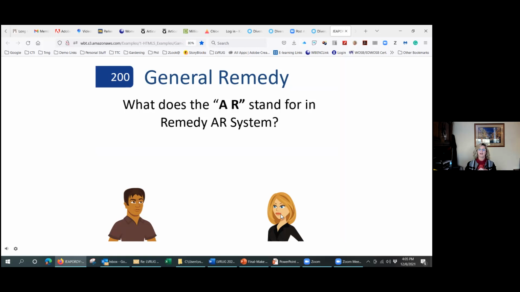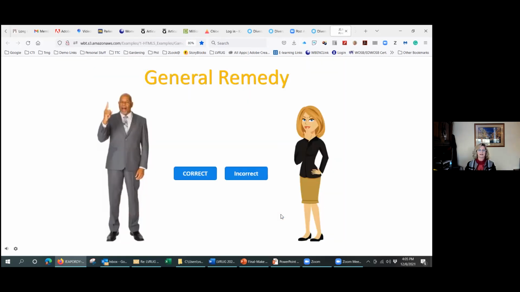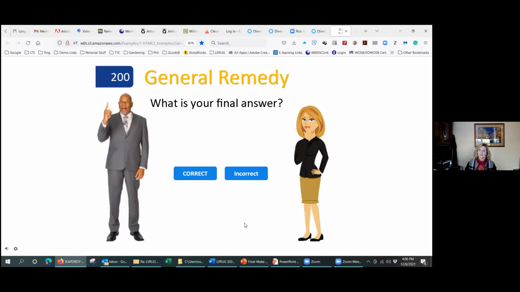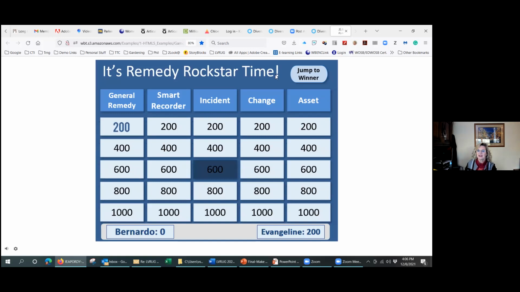Okay, so let's look. Evangeline buzzed in first, and she said it's action request. Was she correct or incorrect? She was correct. Yay! That's what I'm talking about, action request system. So, yay, Barb. Now Barb's team, Team Evangeline, down here, you can see, has 200. All right? So, Phil, you're Team Bernardo. You get to pick next.